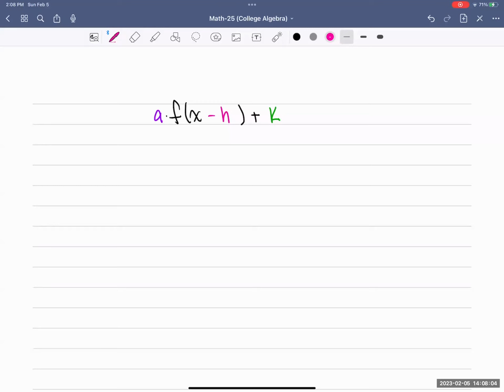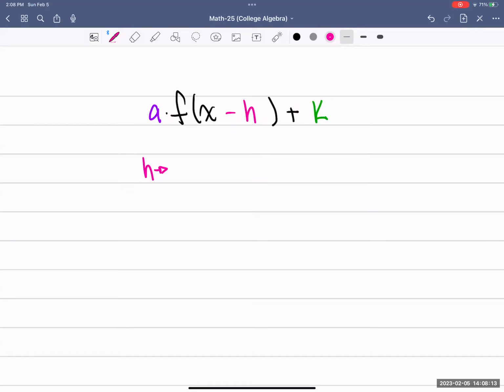So from here, we did mention something for H. H, if you remember, shifts our graph from left to right. So this is our horizontal shift. We would always say that it's going to be opposite of H. So opposite of whatever we have inside of those parentheses. So opposite of this.